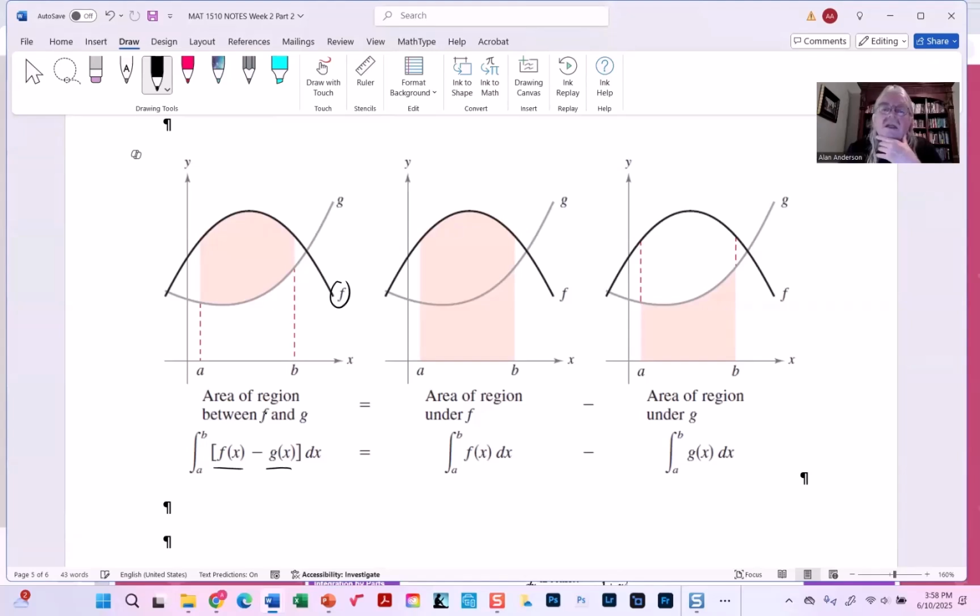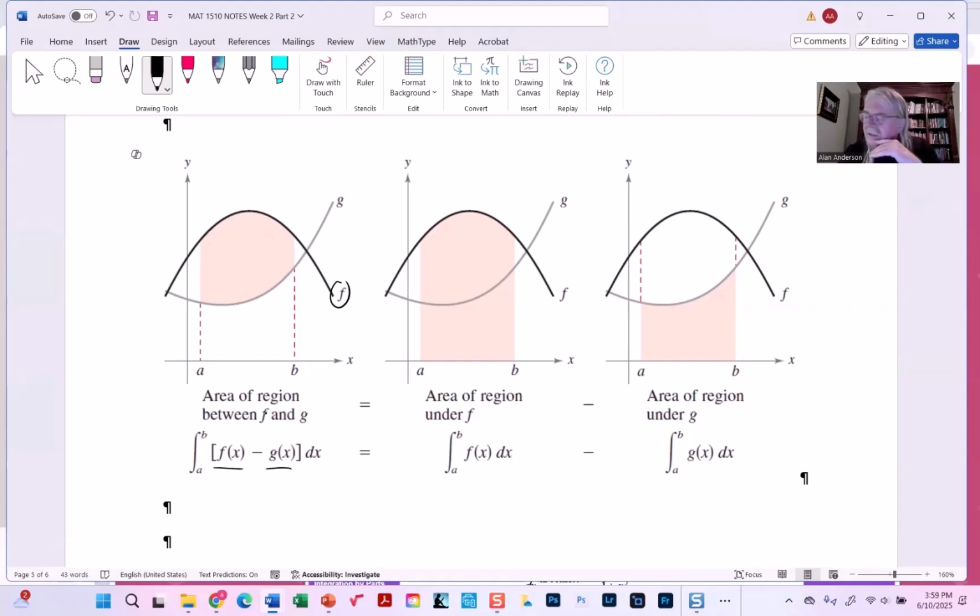This is what I was referring to before. This is what we were doing earlier. We were just considering the area under that curve all the way down to the horizontal axis. So that is much more simple. It's simply the integral of f of x dx from a to b.